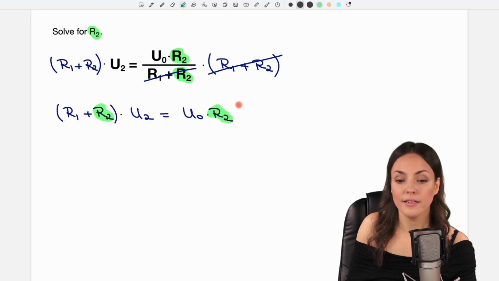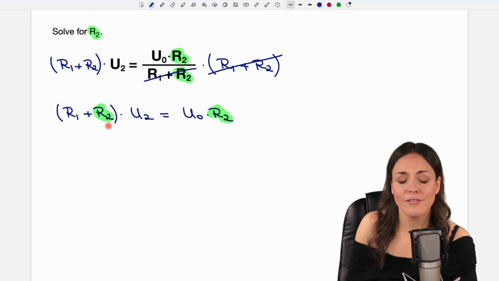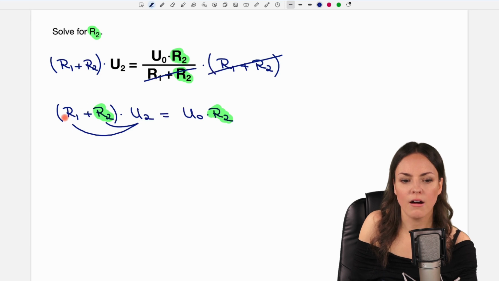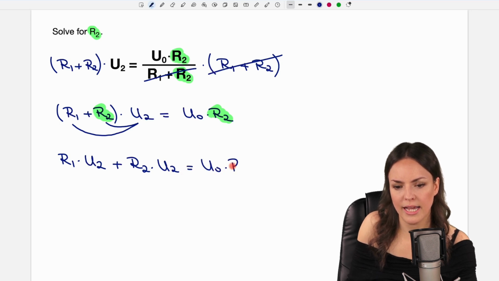Now, where is our R2? Here and here. So not in a denominator anymore, which is good, but it is inside parentheses. To solve for R2, we have to get R2 out of these parentheses. So let's get rid of the parentheses by multiplying everything inside by this U2, so this element and this element. We get R1 multiplied by U2, plus R2 multiplied by U2 as well. And on the other side, we just leave it as it is.